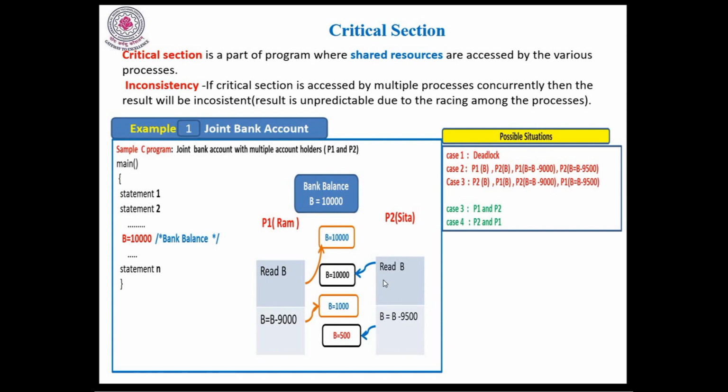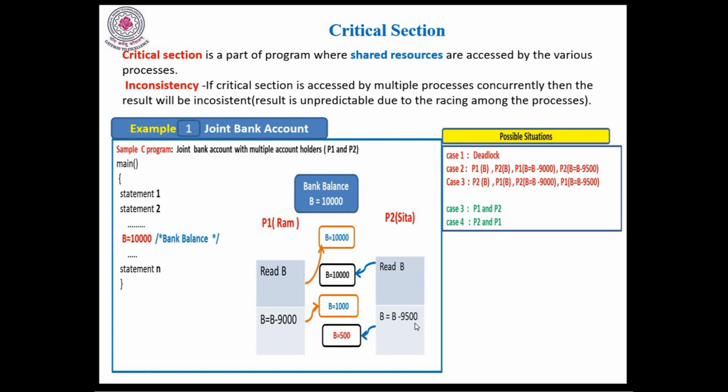Earlier, where was it stopped? It was stopped at the read instruction. Now P2 is moving to the next instruction. As per the next instruction, you see what is the value available in B? B is 10,000, as available per process P2.